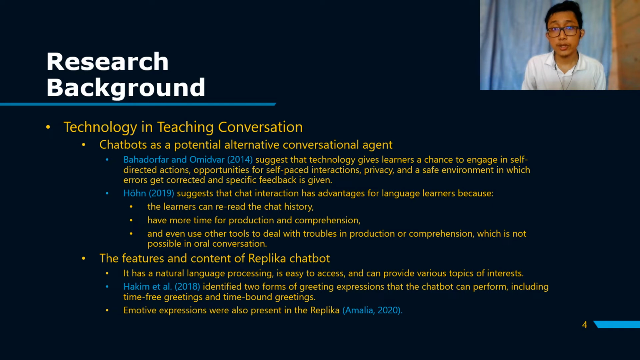There are so many chatbots in the market right now, but Replika seems to be a great core for a conversational agent as it has natural language processing. Replika is also easy to access. Students can access it through their mobile phones or computer, via the app and website, as long as they have internet service.